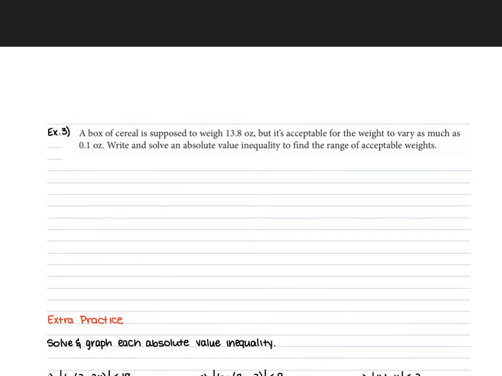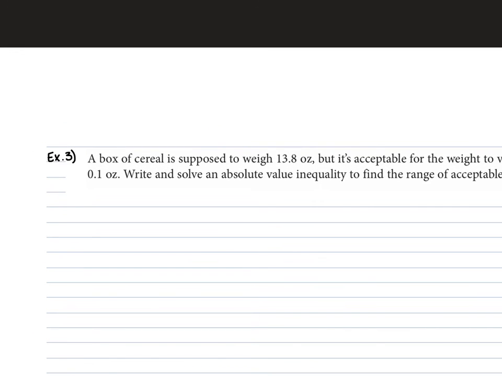For example 3, we are given that a box of cereal is supposed to weigh 13.8 ounces, but it's acceptable for the weight to vary as much as 0.1 ounce. Write and solve an absolute value inequality to find the range of acceptable weights. So we're going to have the absolute value of W, because we're dealing with the weight, minus 13.8 is going to be less than or equal to 0.1.